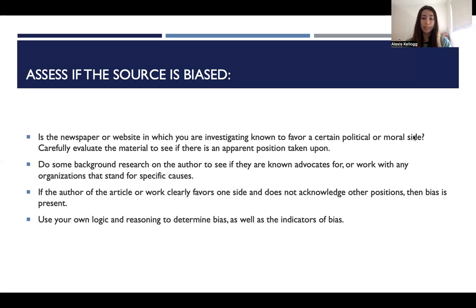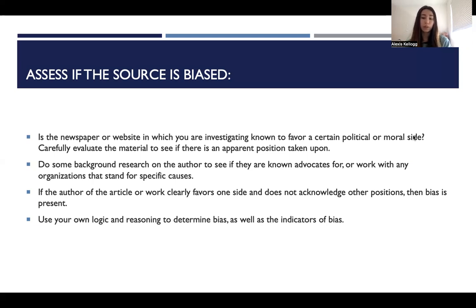Next, we should do some background research on the author to see if the author themselves have any of their own personal biases. Some authors can be known advocates for or work with certain organizations, giving them biases that stand in the way of them being able to write an unbiased article. Once again, if we find that the author may have certain biases, we should go about reading the article with a strong awareness that the article may not be as credible as we think.